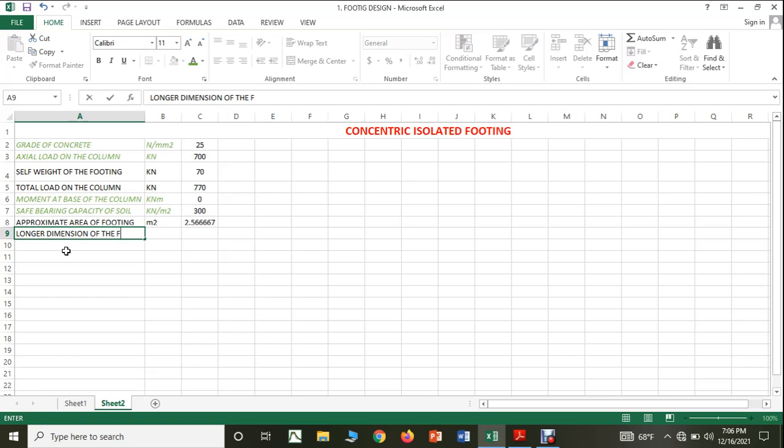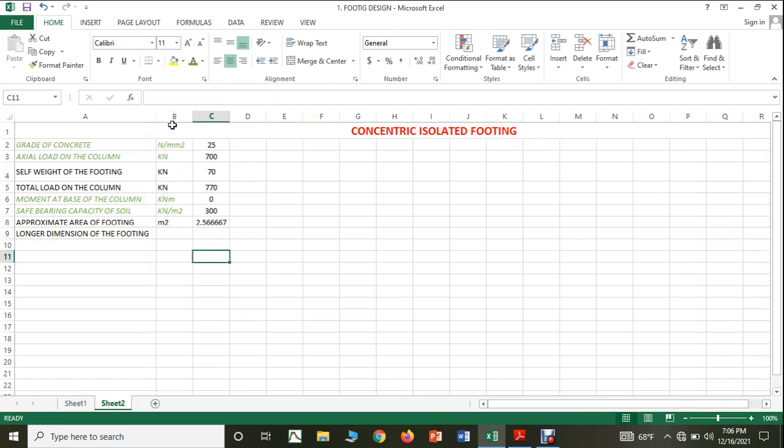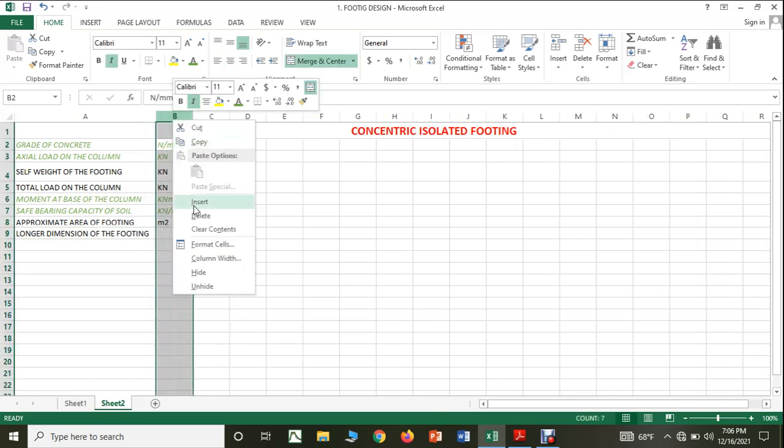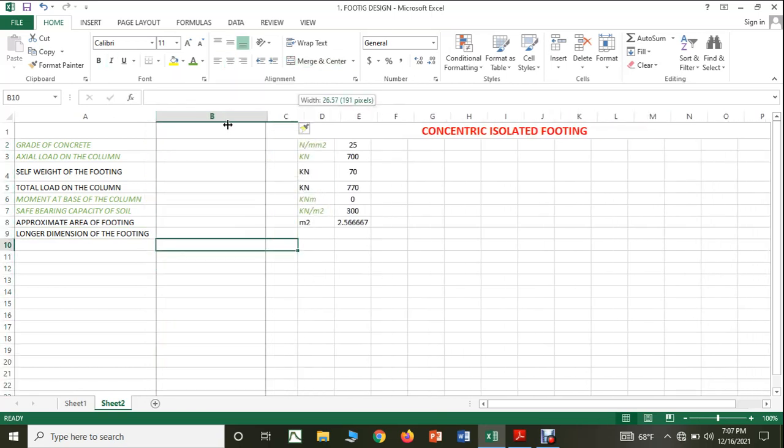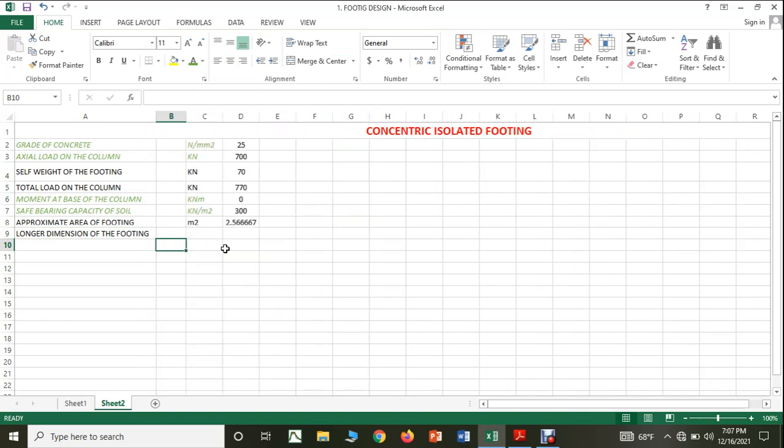Longer dimension of the footing. Okay, longer dimension of the footing. So if you have a doubt, what you can do is, I'll just insert one column and I'll give the notations to them. So grade of concrete is usually given by FCK, then axial load on the column is usually given by P, right?